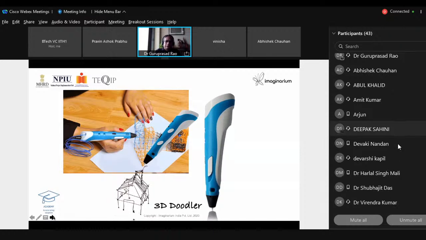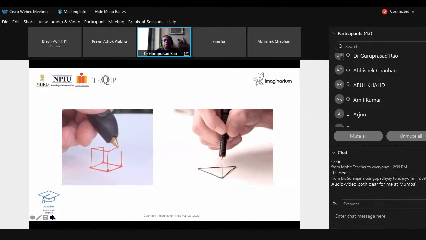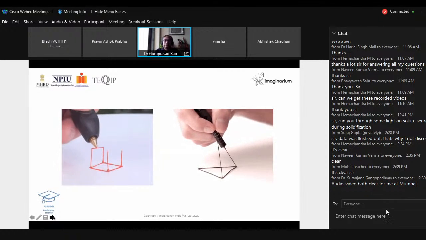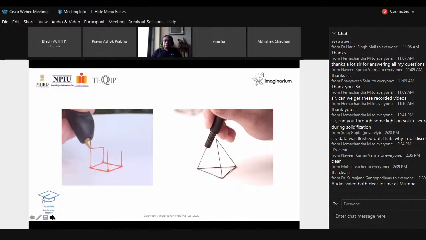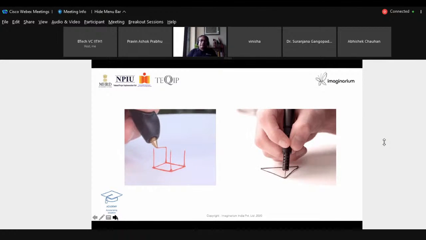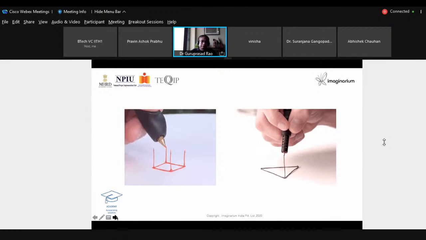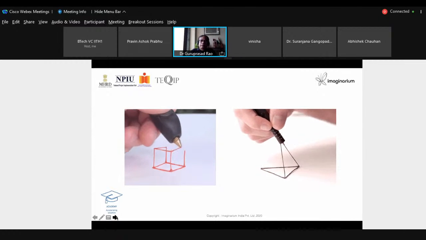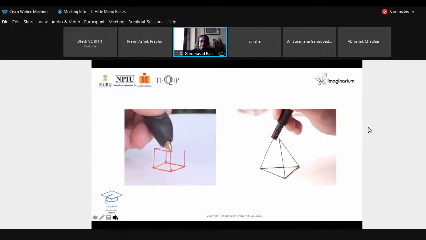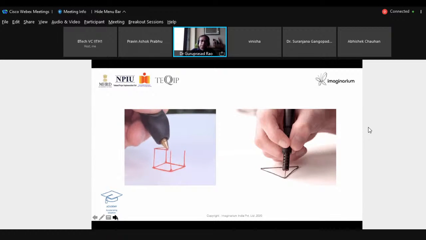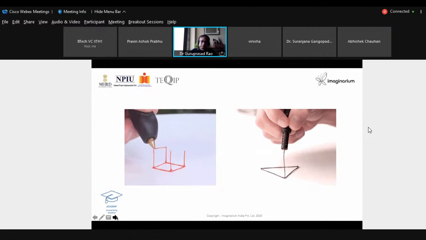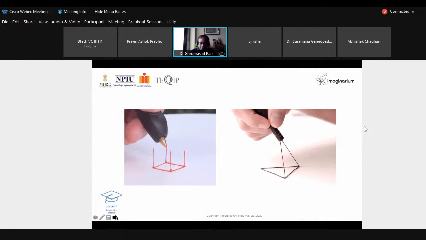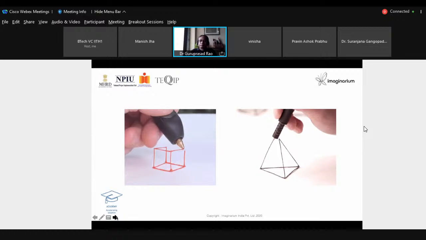I'll show how it works. Here you can see how it works. Okay, can we call this a 3D printer? Hello? Can any of you unmute yourself and tell me the answer? Yes, it looks like a 3D printer, sir. Not sure that exactly we can call it or not, but its features are quite similar.